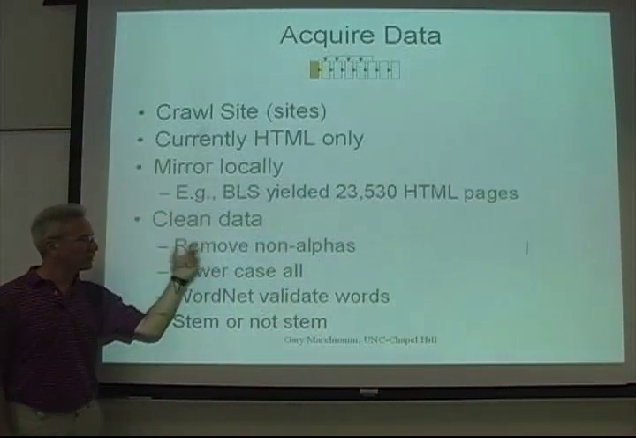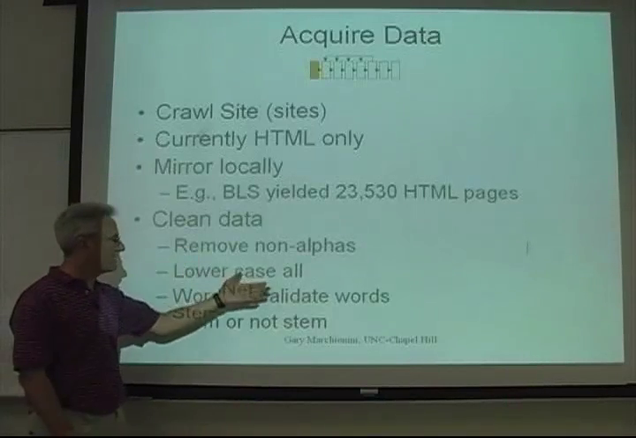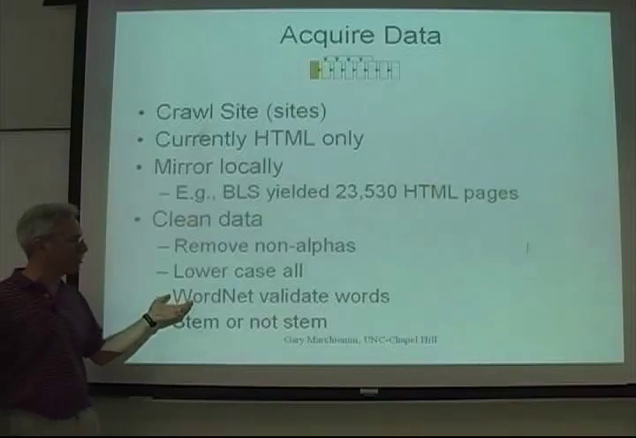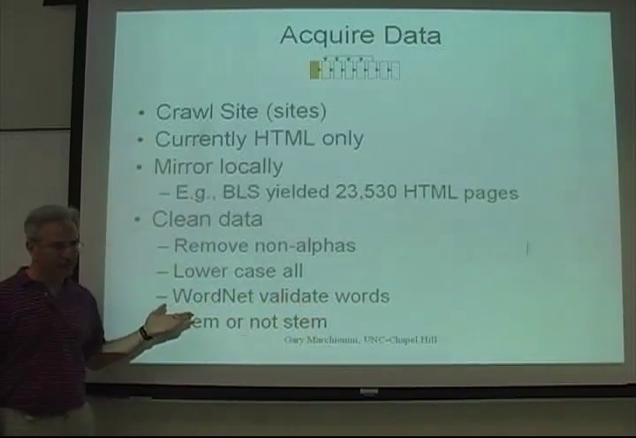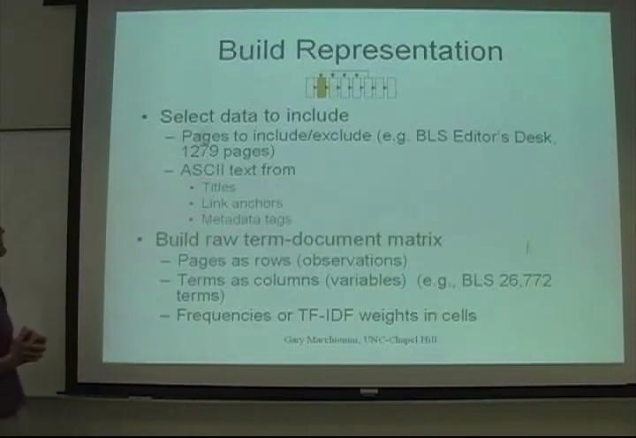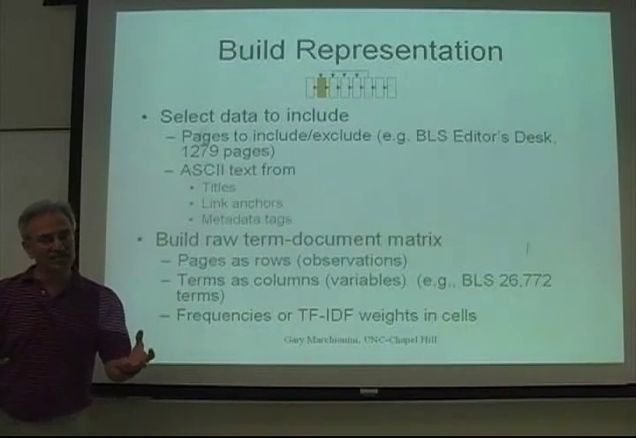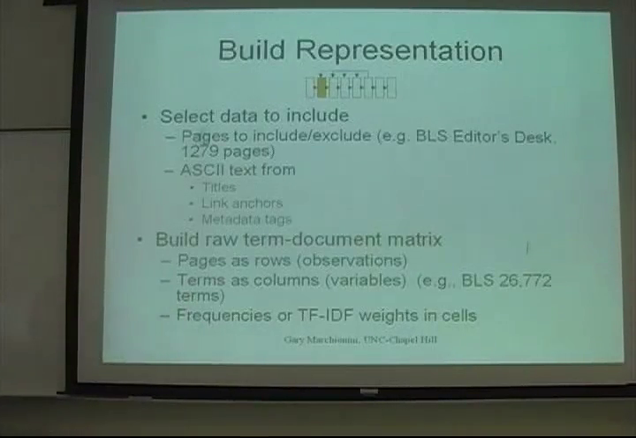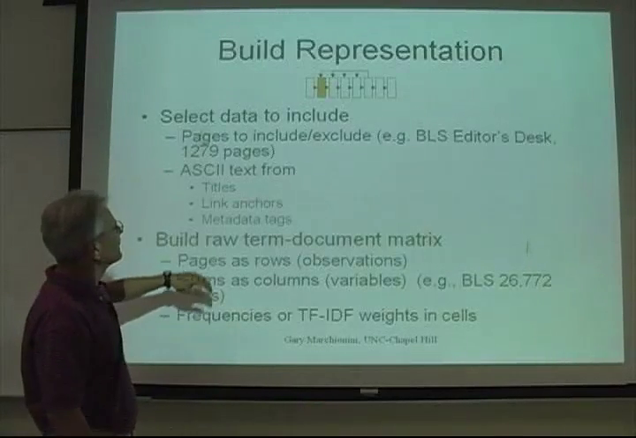Then we cleaned the data. We removed non-alphanumerics, we made everything lowercase, we went into WordNet to validate some of the words that were questionable, and then we played around with stemming or non-stemming and eventually used the Porter stemmer. The second step, once you've grabbed this data and done some basic cleaning, is to build representations. We've tried lots of different ways to do this.